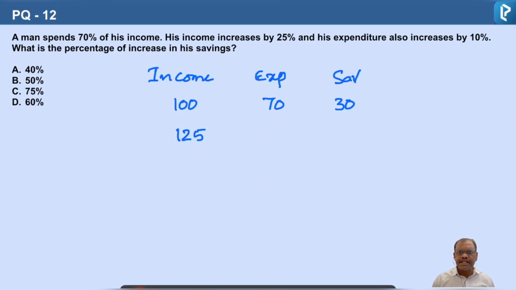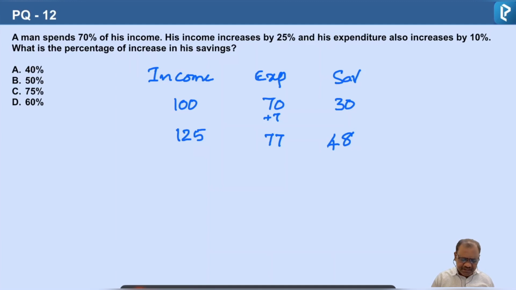And his expenditure also increases by 10%. Expenditure is 70, so what is 10% of 70? 7. You have to add 7, so it becomes 77. What is the savings? Income minus expenditure is the savings. So 125 minus 77. 15 minus 7 is 8, 11 minus 7 is 4. So 48 is the savings.